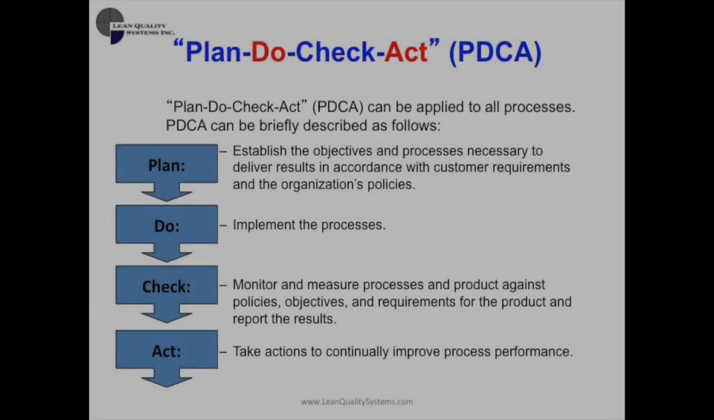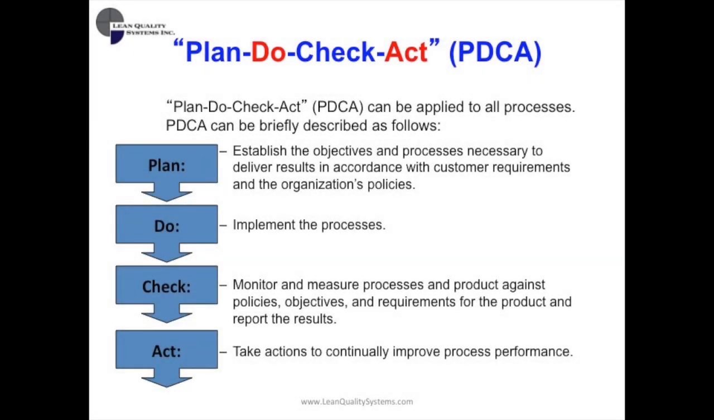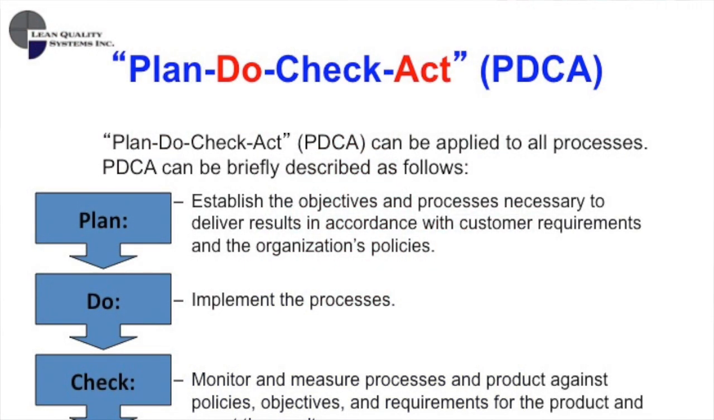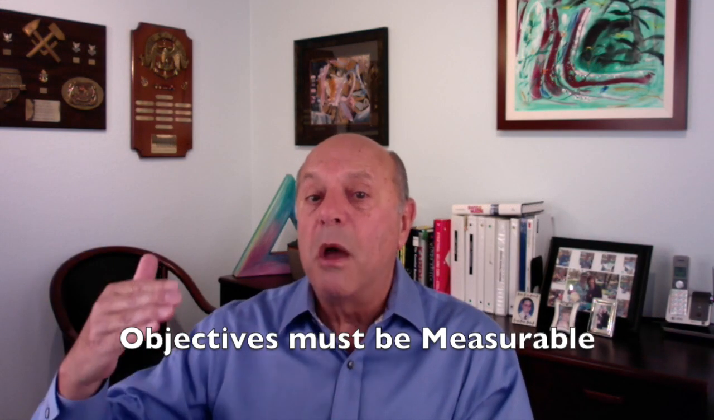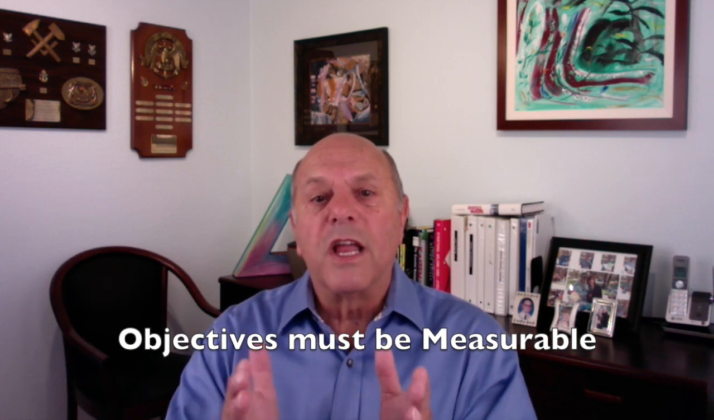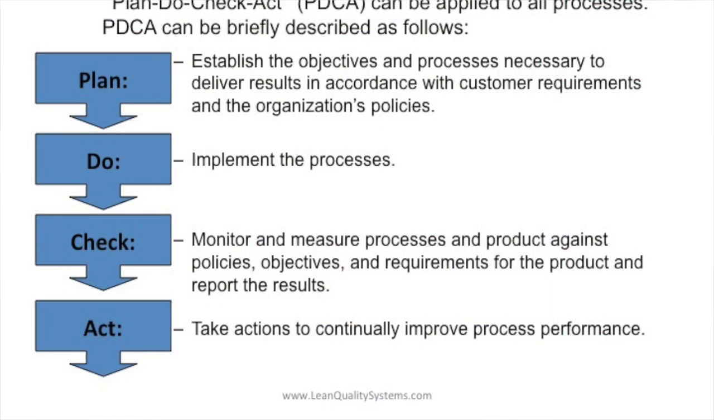The plan, do, check, act, the PDCA has a lot to do with everything. We plan what we're going to do. We establish the objectives and processes necessary to deliver results in accordance with the customer requirements and the organization's policies. So when we establish objectives, remember, objectives always have to be measurable. We can't establish an objective if we can't measure it. And then do it. We implement a process.